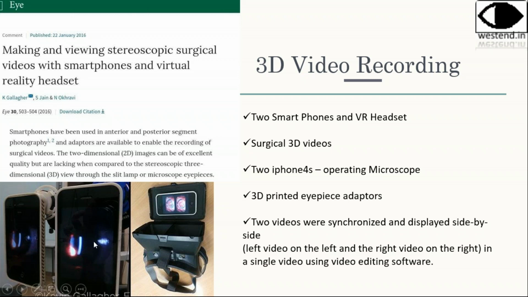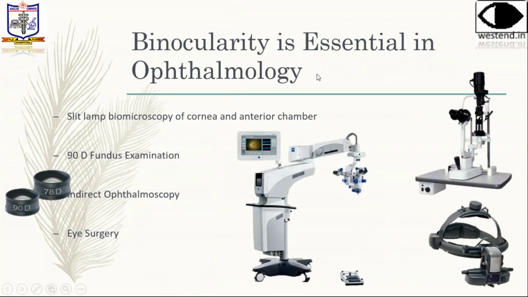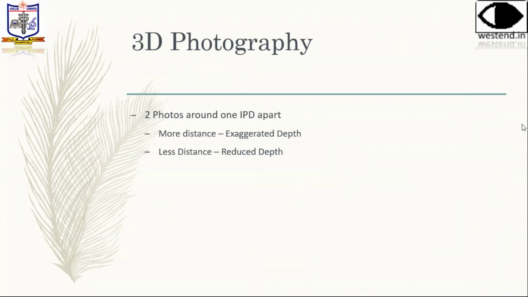Once it is recorded, you can separately combine them and you can view them using either a stereo viewer if you have one, or a virtual reality headset like Google Cardboard, or if you have a 3D TV, you can use that, or you can convert it into an anaglyph format and watch it using the red blue glasses. So binocularity is very essential in ophthalmology in slit lamp, 90-diopter examination, indirect ophthalmoscopy, and eye surgeries. So it's very important and it is not given much importance.